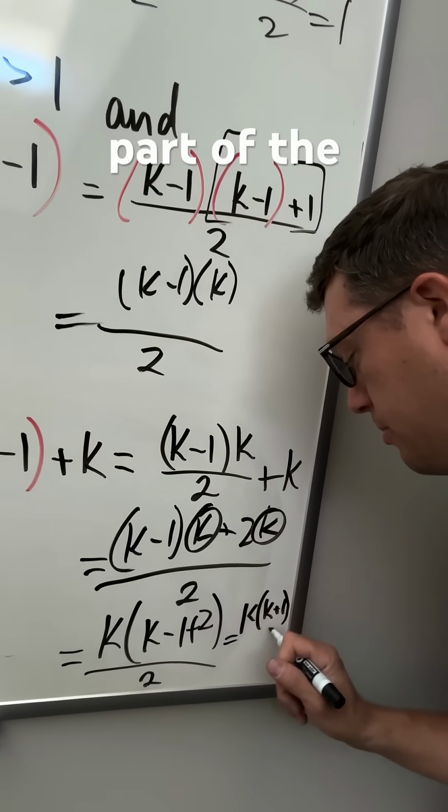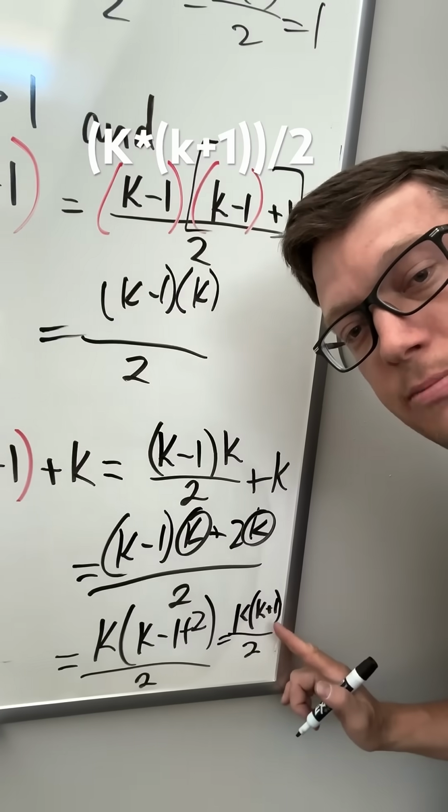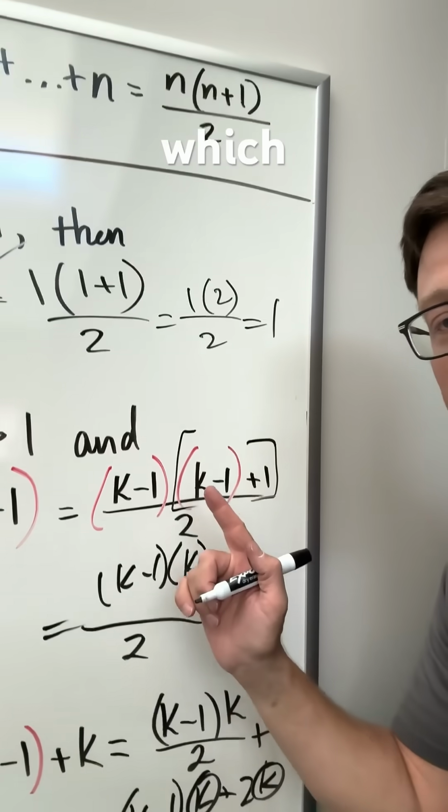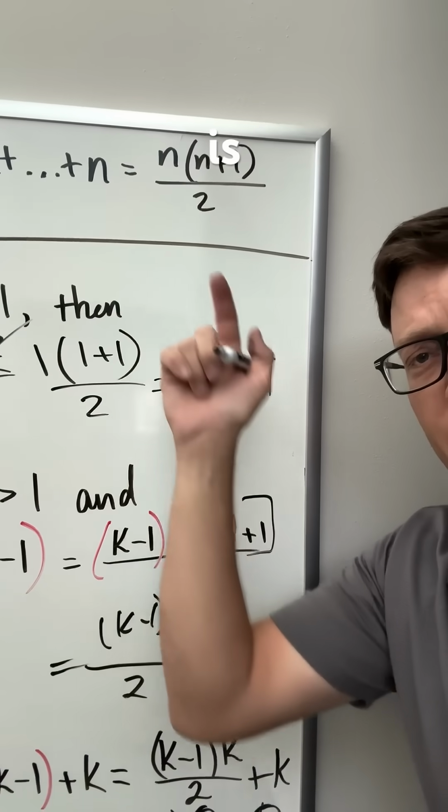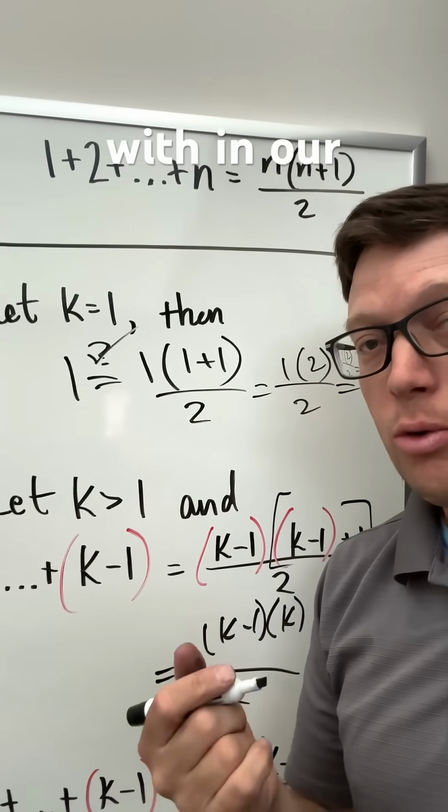Here, the minus 1 and the plus 2 simplify to being plus 1, and I know I'm smushed into this part of the board, but we get k times k plus 1 over 2, which, change the letter, is exactly what we started with in our original assumption.